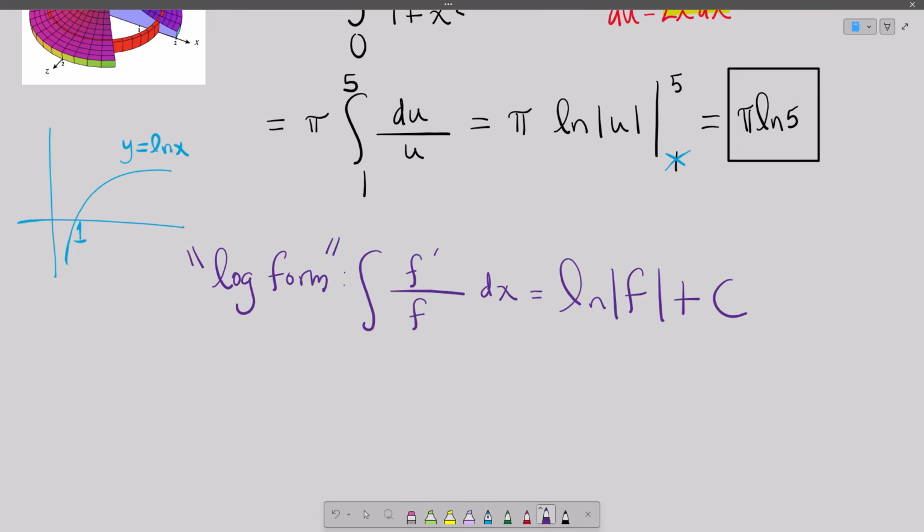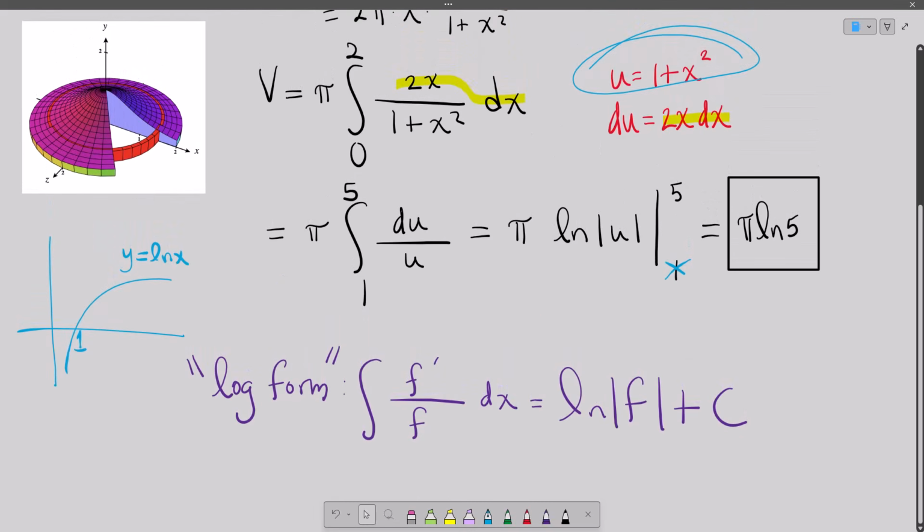So if you have this situation, think about it for a moment. If you let u be the denominator, like we just said, then u's derivative would be f prime dx. So this will turn into the integral of 1 over u du. You'll get that. We'll do it a bunch. Just start thinking about that. Keep that in the hopper.